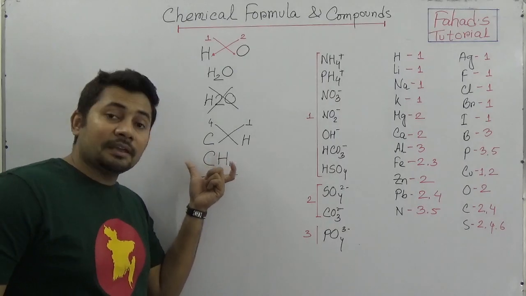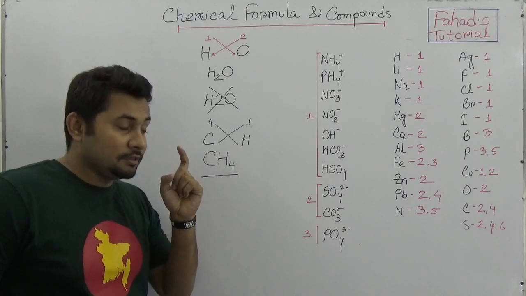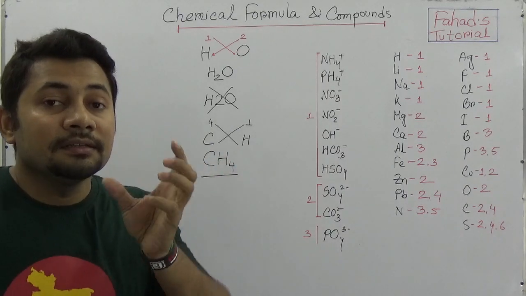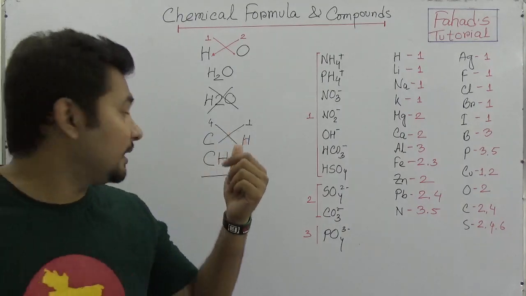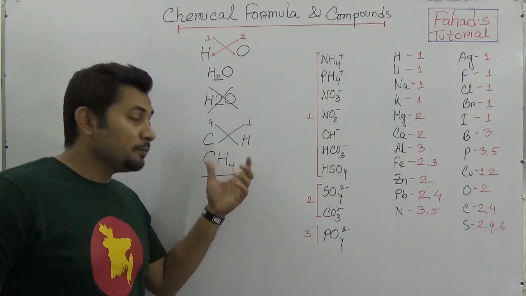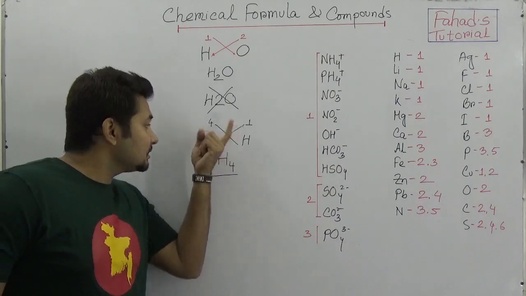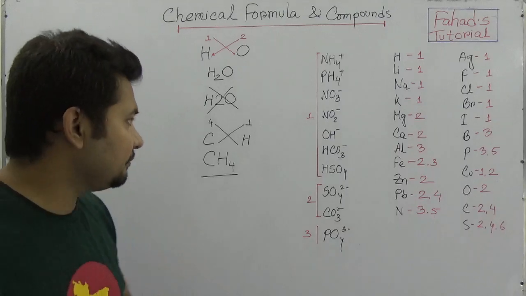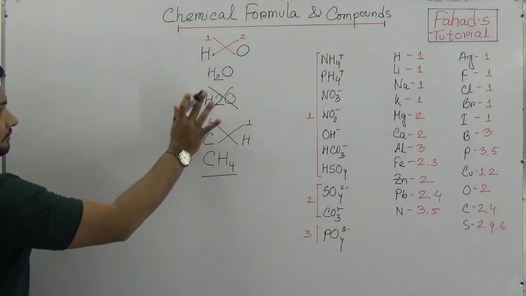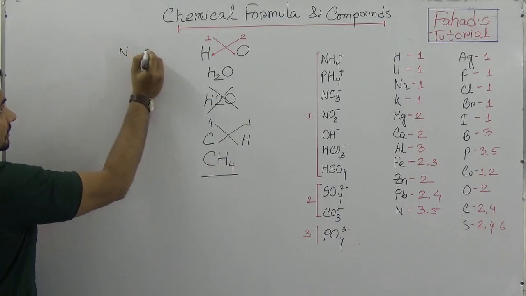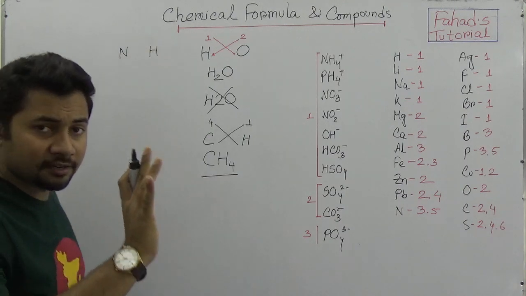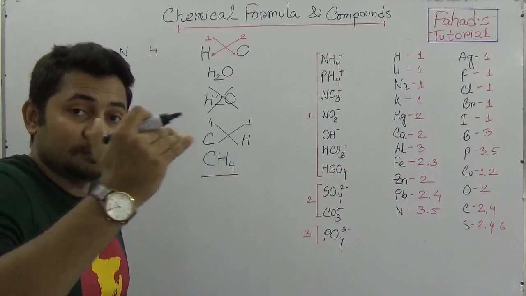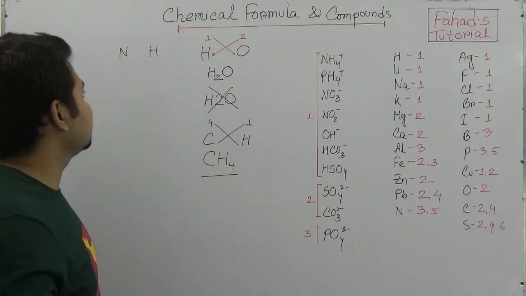So for writing down the chemical formula, what we need to know is that methane is the compound formed by carbon and hydrogen, and we just exchanged the valencies of these elements. Like if we say nitrogen and hydrogen, this is very common, that is why I am starting from the common examples, then I will go further.